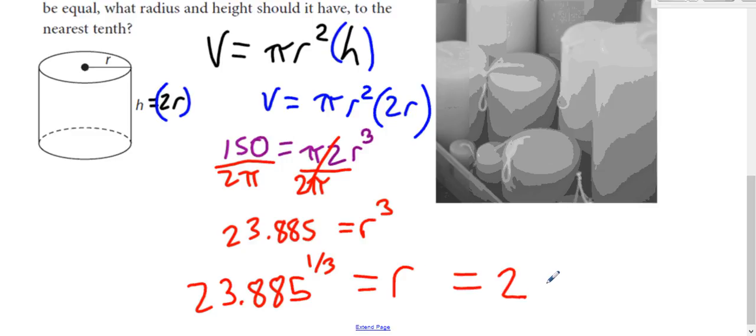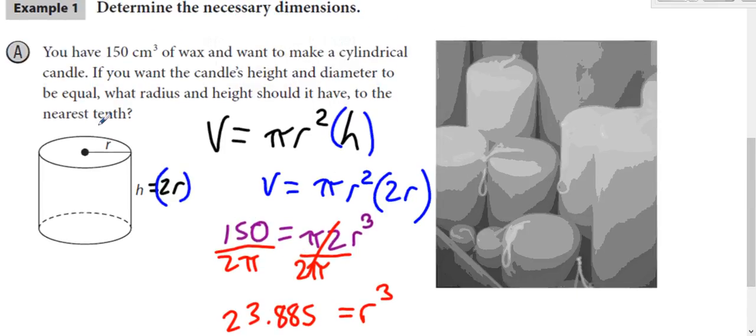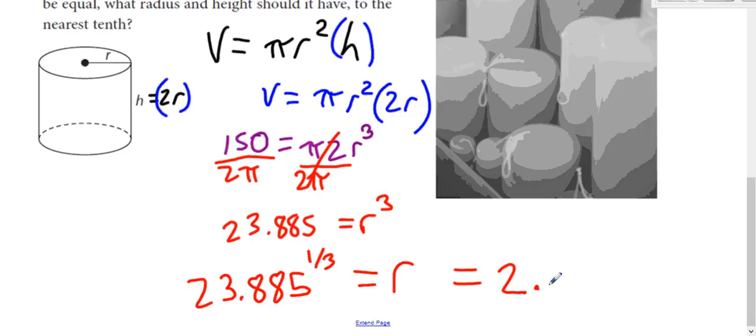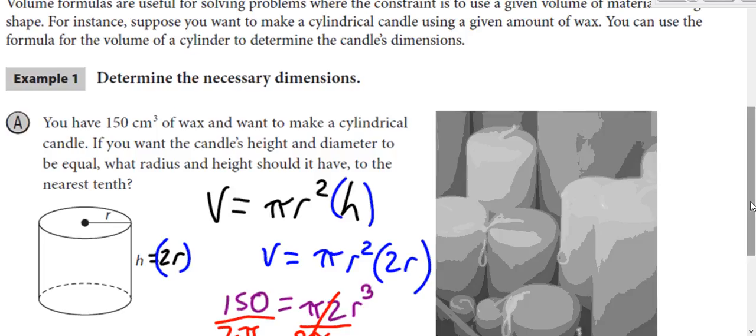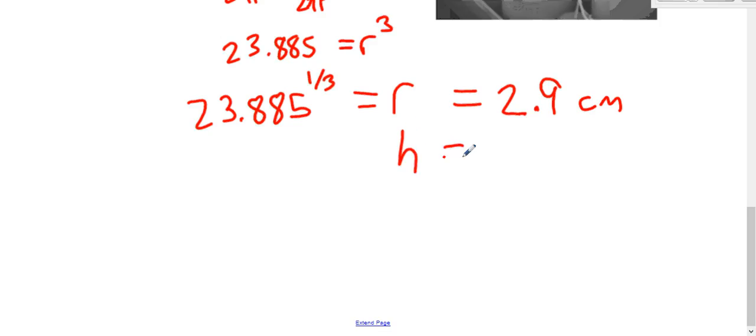You get 2.87988. It says rounded to the nearest tenth. It's about 2.9 centimeters. Now, if the radius is 2.9, we said that the height is supposed to be the same as the diameter. So that's going to be 2.9 times 2, so 5.8.